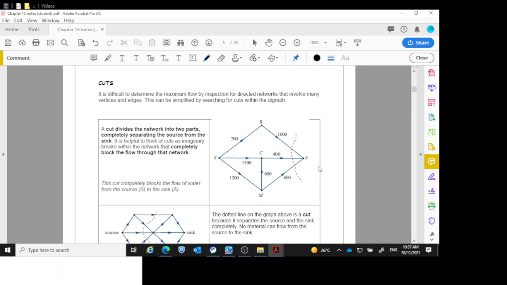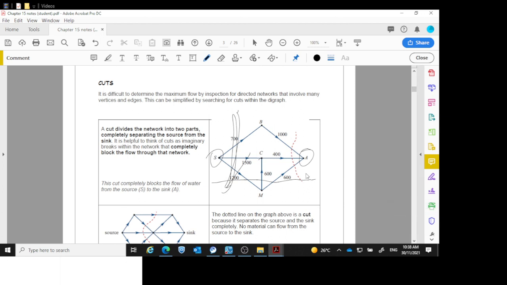We try and stop people, cars, whatever it is, going from one point to the other point. That means we can't just cut down here. We have to cut the whole thing. Be aware that you never cut across like this, because that's not going to help you, because people can go from S to B to A, or even from S to C to A.